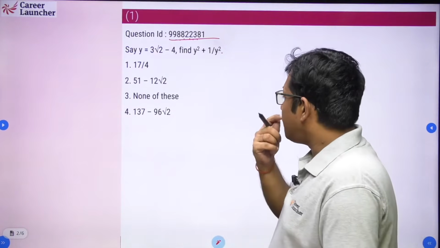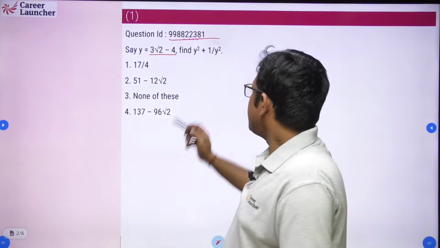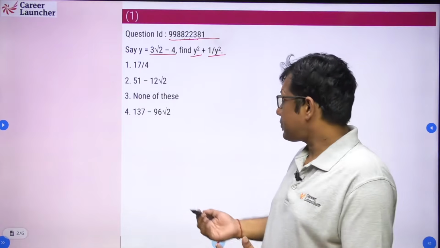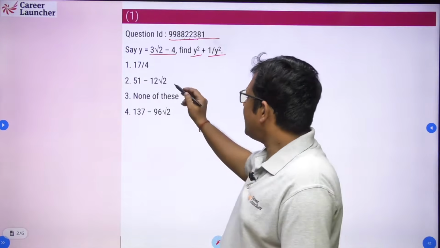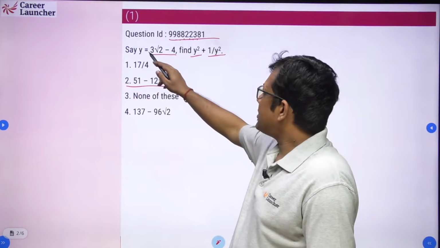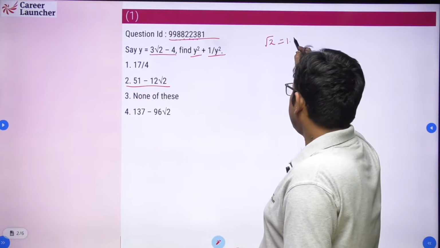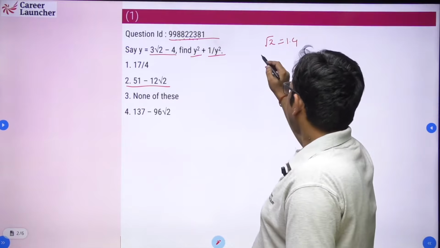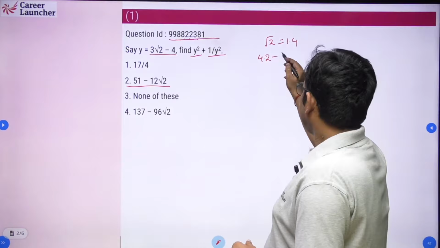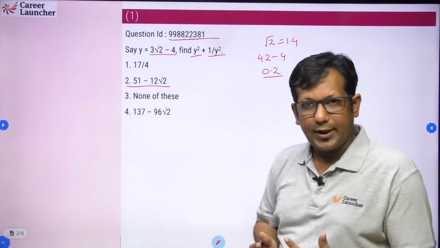So this says that y is equal to 3 root 2 minus 4. The question asks for the value of y square plus 1 upon y square, and they have given the answer as option 2. So y is equal to 3 root 2 minus 4. Root 2 is 1.4, so 3 root 2 comes out to be 4.2 approximately, minus 4 gives you 0.2. So y is close to 0.2.